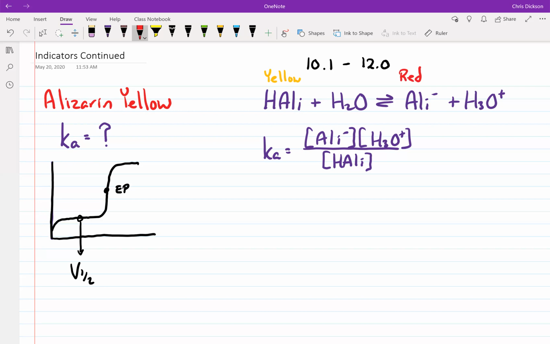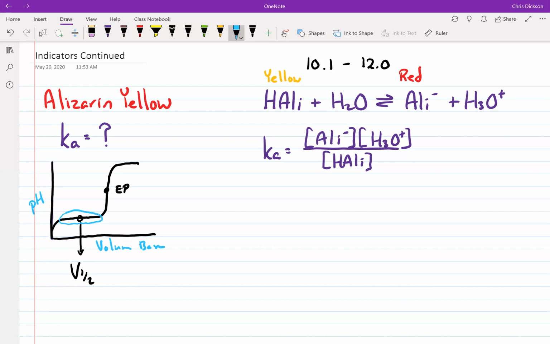And what I wanted to go back to, just to review, because I think it really is important when we start talking about buffers, is this idea of V half. So I just did a real quick sketch of a titration curve involving a weak acid, which is what alizarin yellow would be, and titrating it with a strong base like KOH. We would see this little blip at the beginning here. This is pH on this axis. This would be the volume of the base being added.